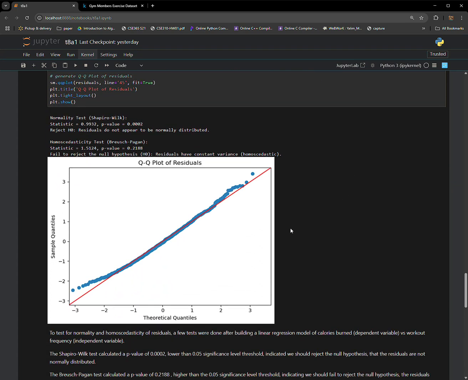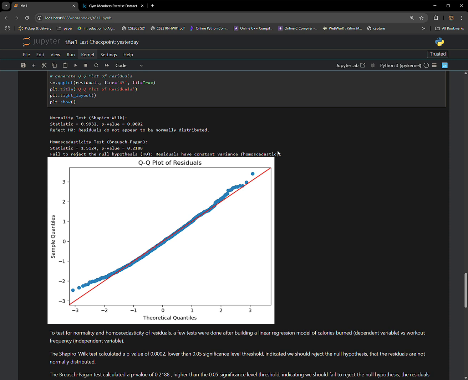So I did a Shapiro-Wilk test. This indicated that the residuals do not appear to be normally distributed, and the homoscedasticity was tested with a Breusch-Pagan test, and this, on the other hand, failed to reject the null hypothesis that the residuals have constant variance.